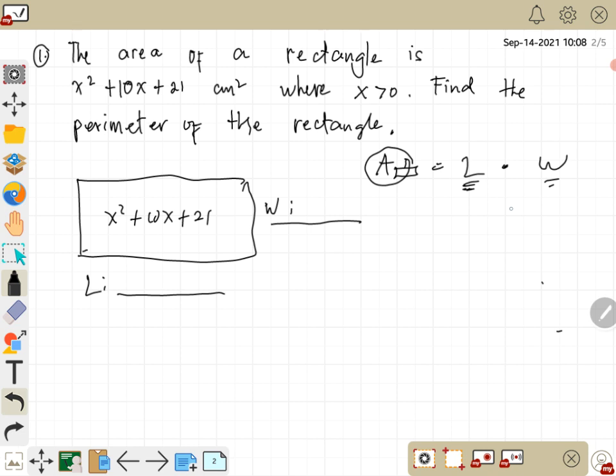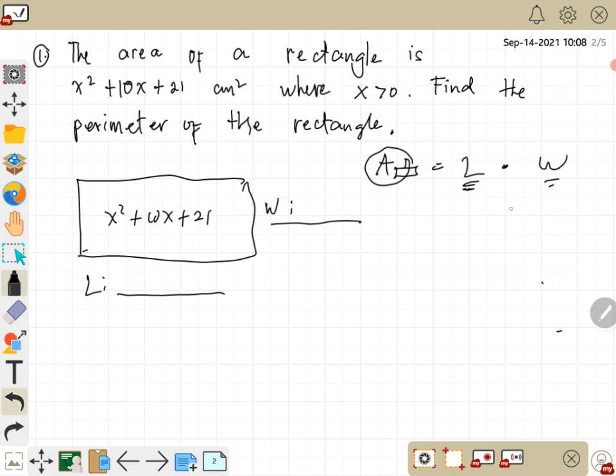To make it easy for us, you can just write this is also x plus 7, and this is also x plus 3, because this is a rectangle. If we add all the x's, you get 4x, then the 3, 7, 7, 3 give you 20. So that's simply the perimeter of the rectangle. But first we needed to find the length and width, and we did that by factorizing our given area.